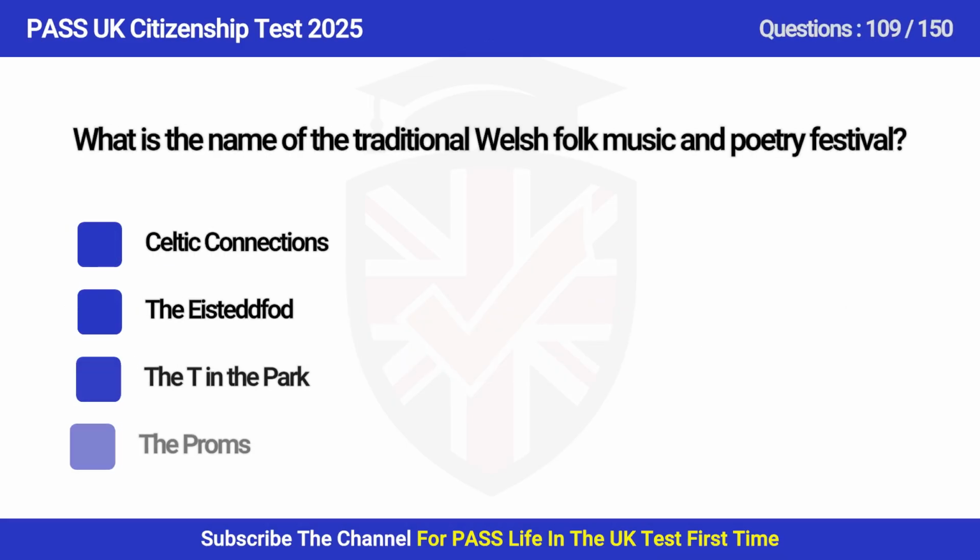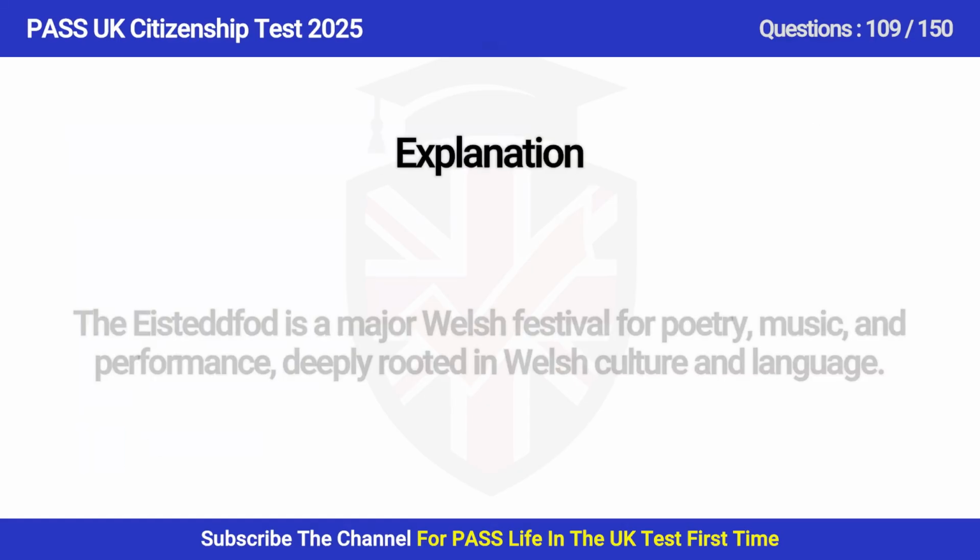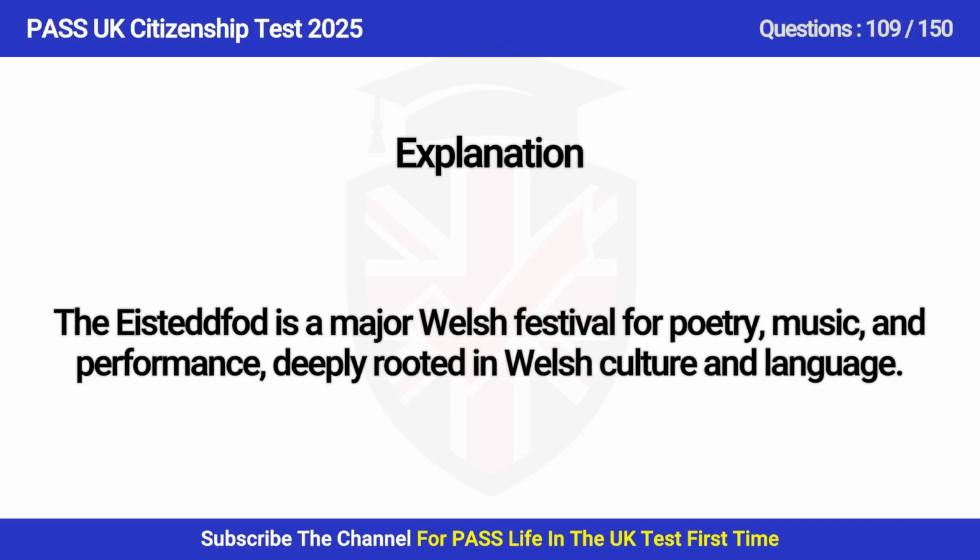Question 109. What is the name of the traditional Welsh folk music and poetry festival? A. Celtic Connections, B. The Eisteddfod, C. The Tea in the Park, D. The Proms. Answer is B. The Eisteddfod. The Eisteddfod is a major Welsh festival for poetry, music, and performance, deeply rooted in Welsh culture and language.